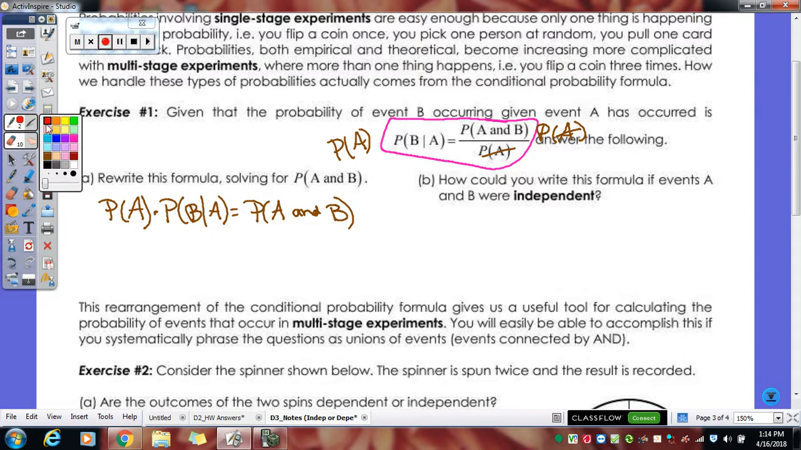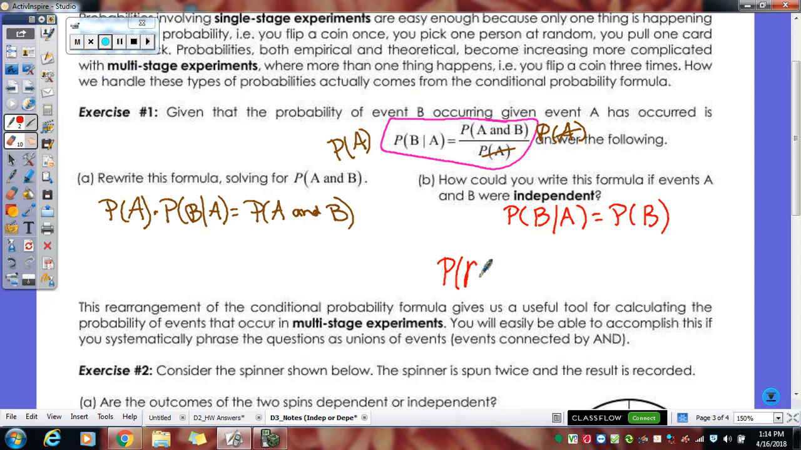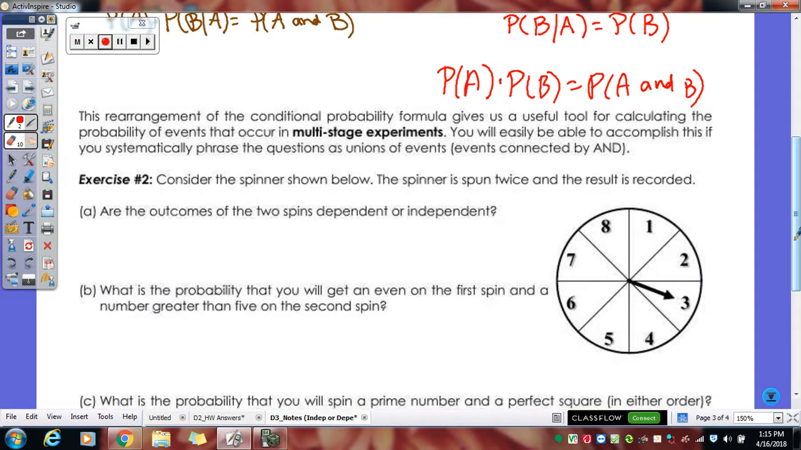So if the two events we are dealing with, A and B, are independent of each other, then remember the probability of B given A is just the same as the probability of event B. We wouldn't have to put the given A part there. So then A times B equals A and B. If you're trying to find the probability of two things happening, like flipping a coin and picking a card, or flipping a die, you would multiply them together. This rearrangement of the conditional probability formula is a useful tool for calculating the probability of multi-stage events. You will easily be able to accomplish this if you systematically start thinking in your head and phrasing it using the words and or, and connecting the events that way.